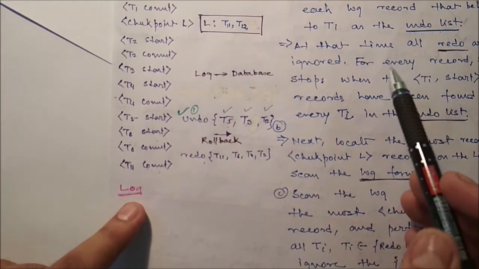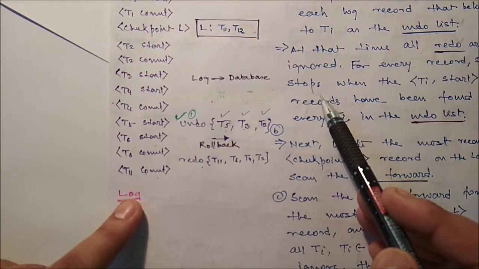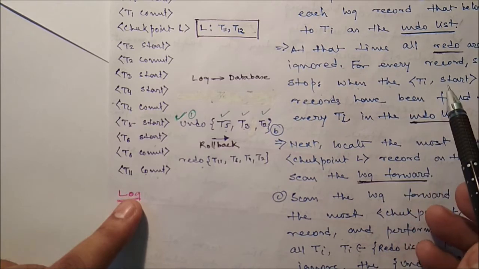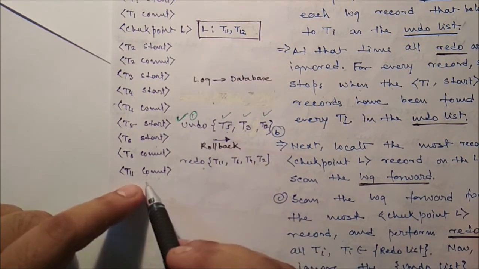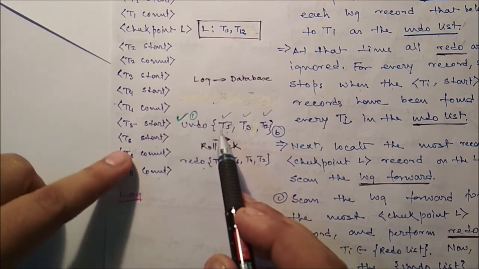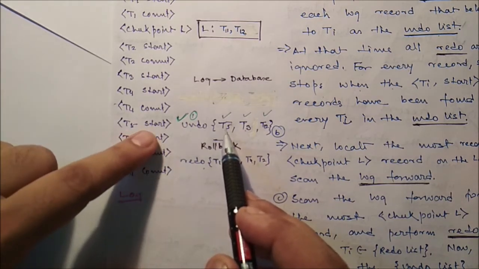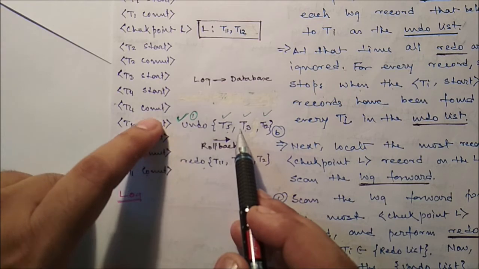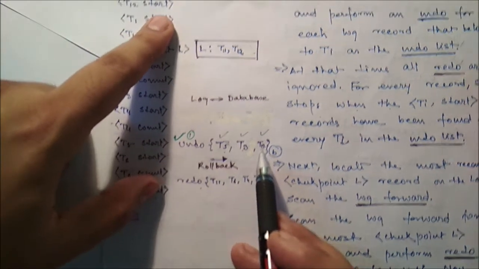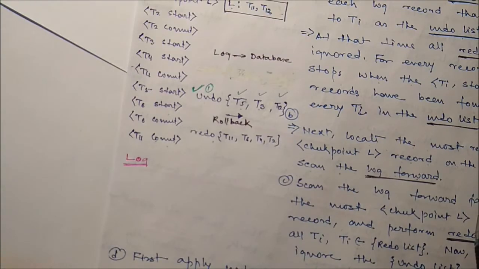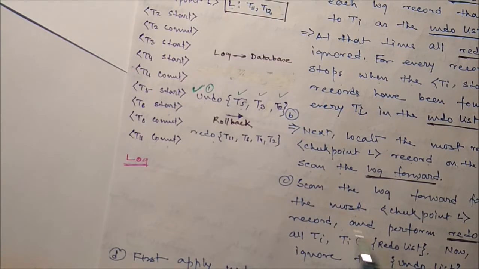Now for every record, scan and stop when Ti starts. Here we can see T5, so T5 we have to undo. T5 we have to stop when its start is there. T3 you have to stop when its start is there. T12 you have to stop when T12 start is there. And then scan the log forward from the most recent checkpoint record and perform the redo for all Ti.